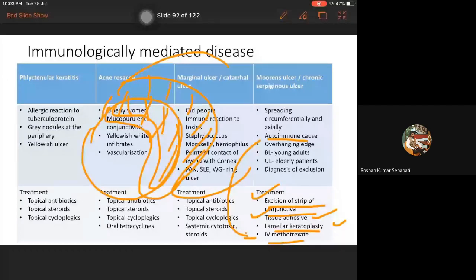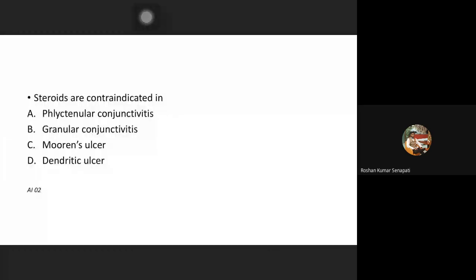So let's solve some of the questions. Steroids are contraindicated in, I think last time also we solved this question, but I told you that in the next class we are going to discuss in brief the conditions in which we are going to give steroids and the conditions in which we are not going to give steroids. Okay, so who will answer this question? Steroids are contraindicated in vernal conjunctivitis, granular conjunctivitis, Mooren's ulcers and dendritic ulcers.